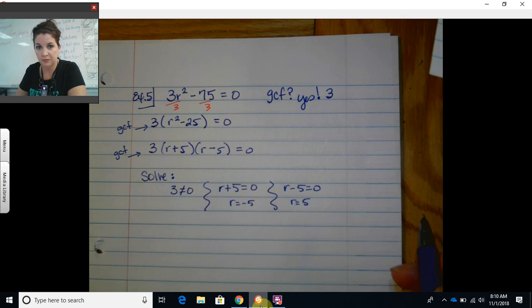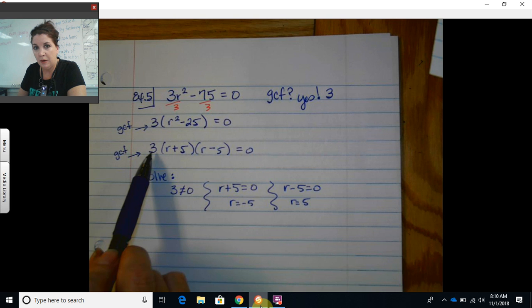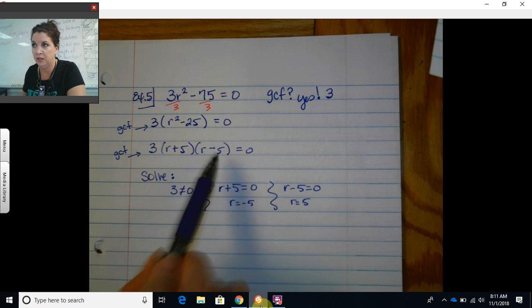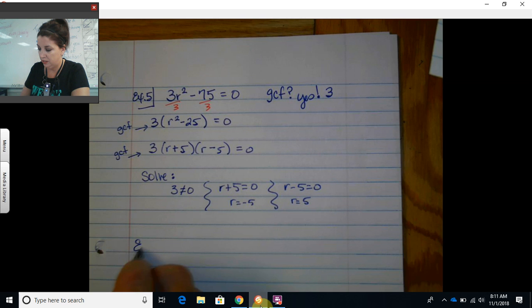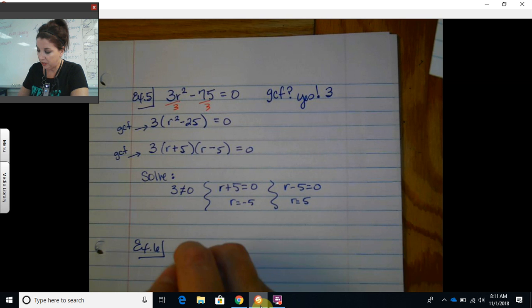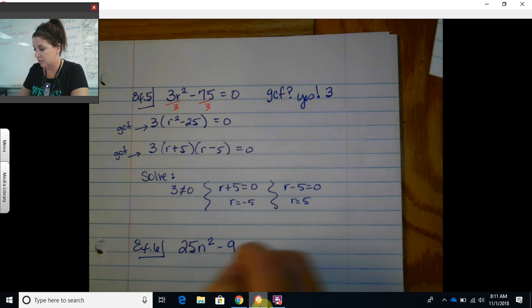If I were just asked to factor, I would have 3 times the quantity of r plus 5 times the quantity of r minus 5. If I have to solve, then I got to go the extra step. Sometimes you stop at factoring. Depends on the directions. One more quick example, and then I will turn y'all loose for some to do on your own. Let's try 25n squared minus 9 equals 0.